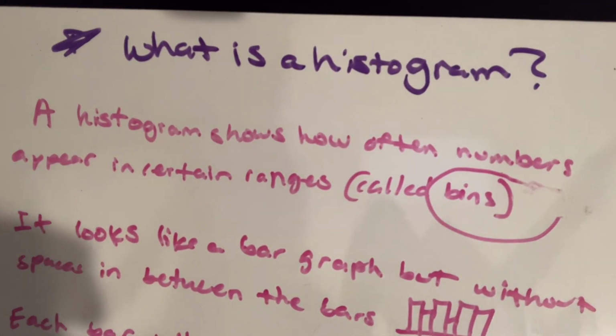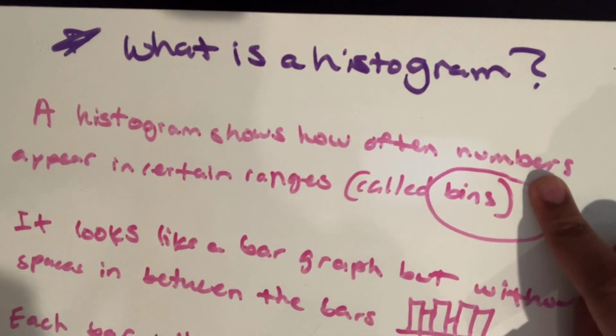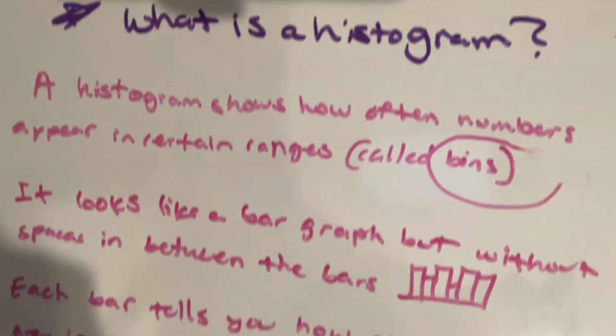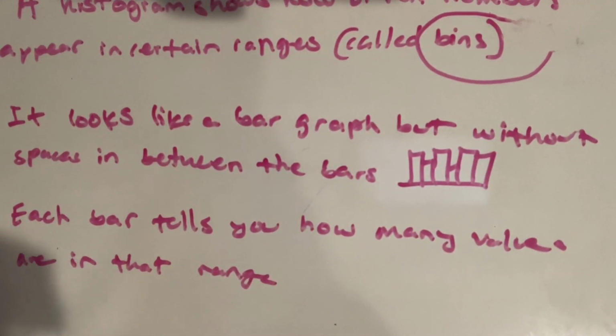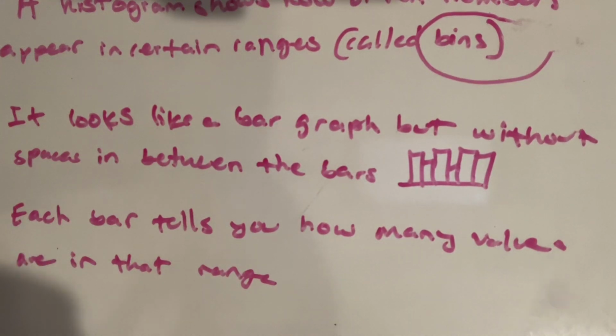What is a histogram? A histogram shows how often numbers appear in certain ranges called bins. Bins is another word for ranges, which is very important to remember. It looks like a bar graph but without spaces in between the bars. Each bar tells you how many values are in that range. Let's try it out.